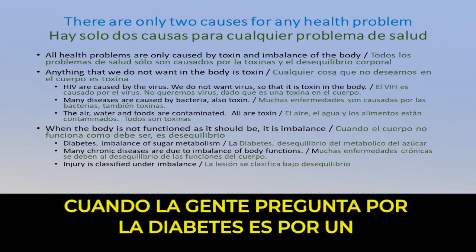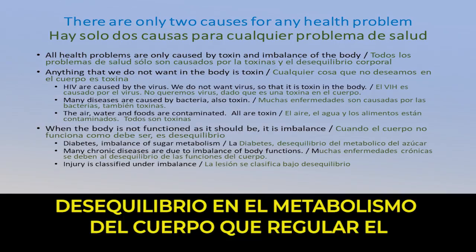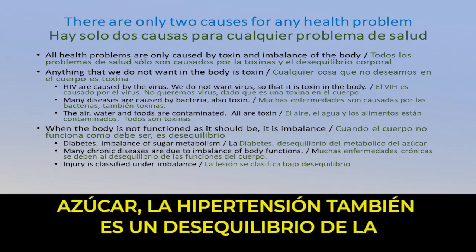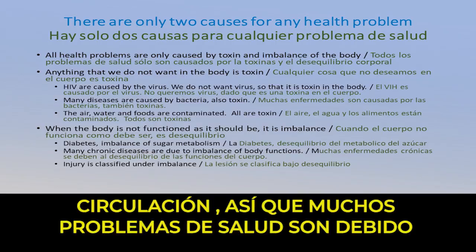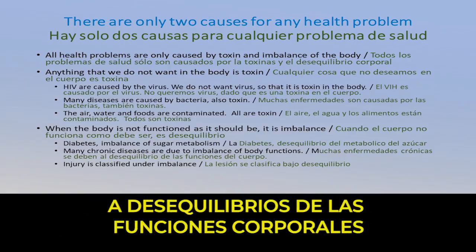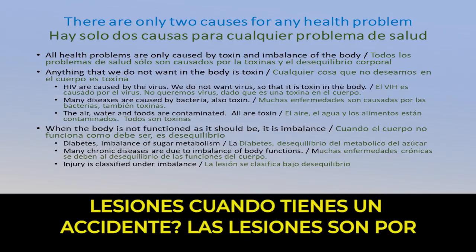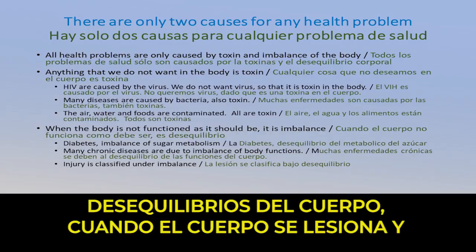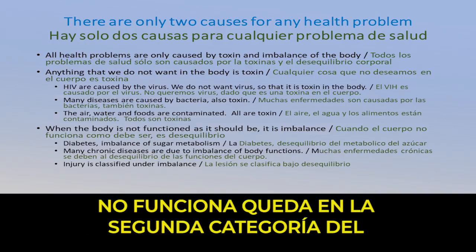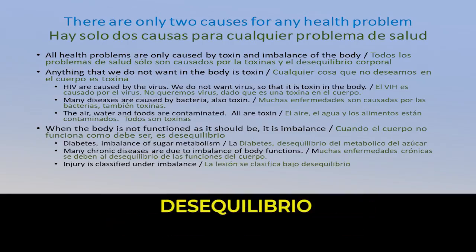Many people ask about diabetes. Diabetes is an imbalance of the sugar metabolism inside the body. Then hypertension is also an imbalance of the circulation. Okay, so many chronic diseases are due to imbalance of body function. Sometimes people ask me, how about injury? Someone has an accident or injury. So we say injury is due to imbalance. The body is injured, it does not function as it should. So it's also under this second category, the imbalance.